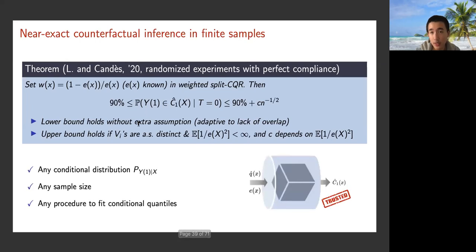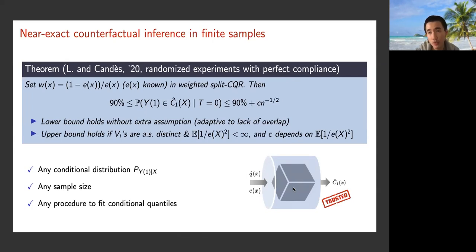And this holds for any conditional distribution of y1 given x. It holds for any sample size, and it holds for any procedure to fit conditional quantiles. As long as we can give it the correct propensity score and our estimator Q hat, this procedure will wrap around this black box to produce a trustable interval estimate. So that's the first result.